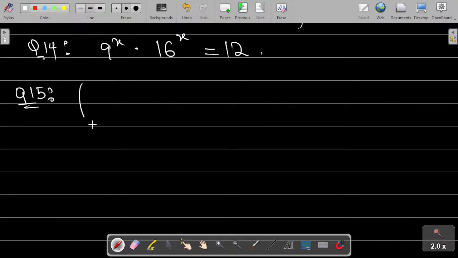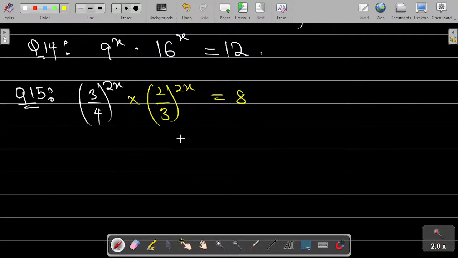It says that we have 3 over 4 raised to the power of 2x, multiplied by 2 over 3 raised to the power of 2x, is equal to 8. I also want to leave this as an exercise. Kindly look at it. I think you're going to have 1 over 2, all raised to the power of 2x, equal to 8, which will give you minus 2x is equal to 3.